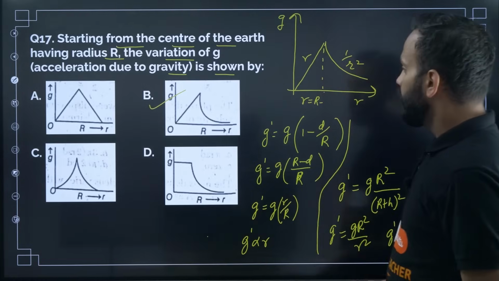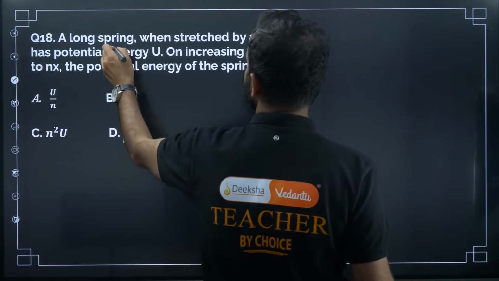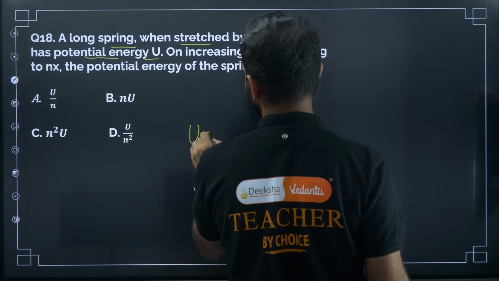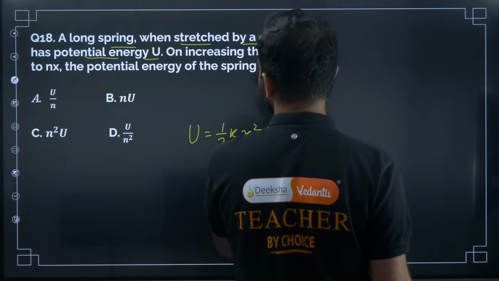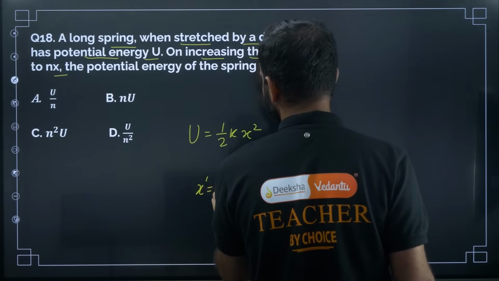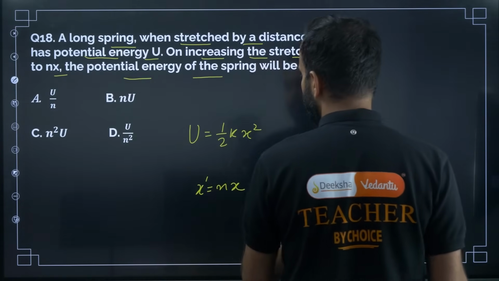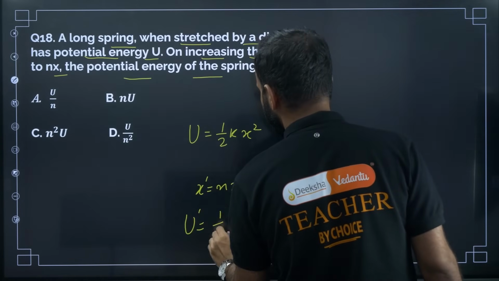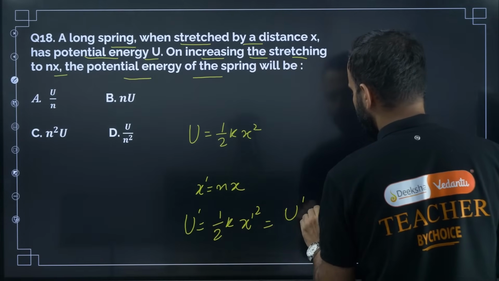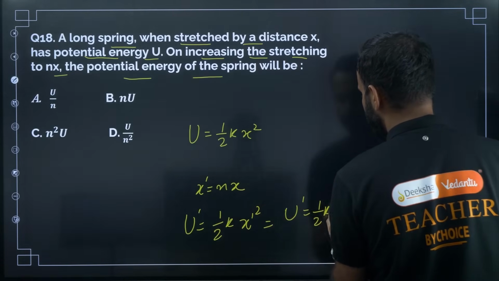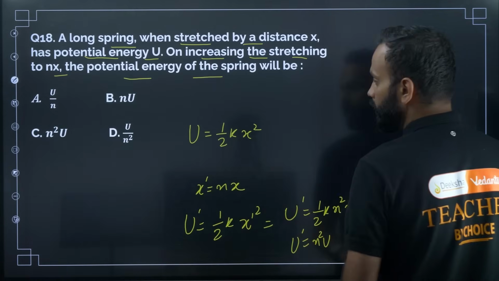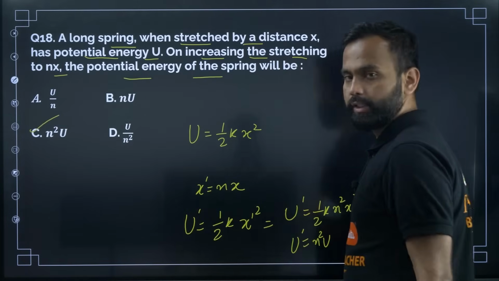Next question, question number 18. A long spring, when stretched by a distance x, has the potential energy U. U equal to half kx square, right? On increasing the stretching to nx, that is x dash equal to nx, the potential energy of the spring will be, now new potential energy is equal to half k into x dash squared. So U dash is equal to half k into n square x square. So half k x square is U. So U dash is equal to n square U. So now new potential energy is n square U. So the correct option is C.